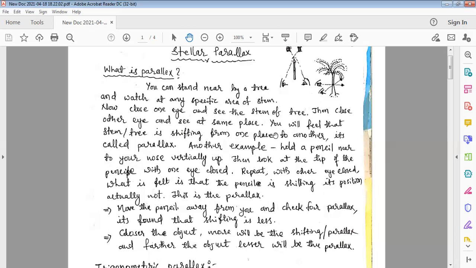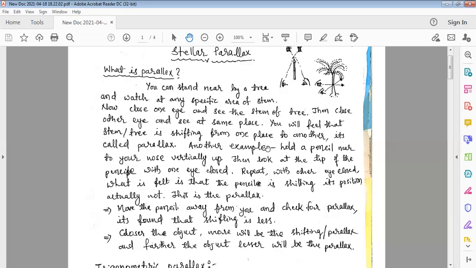You will feel that the stem of the tree is shifting from one place to another. It is called the parallax. That means when you do this, you will feel that the stem of this tree is shifting, is displacing from one place to another place. This kind of feeling you will see, and this phenomenon is called the parallax.